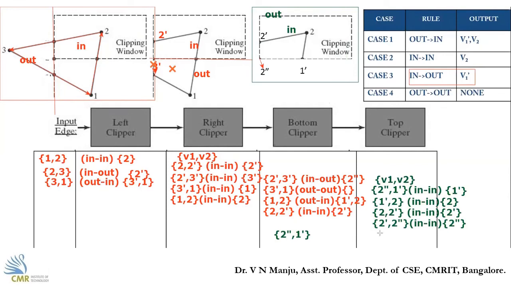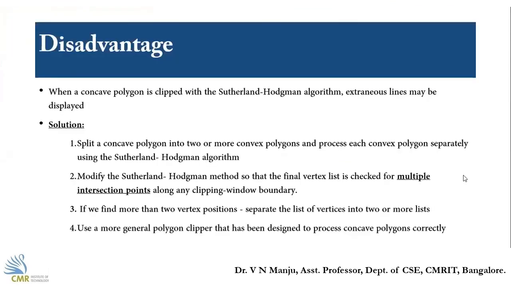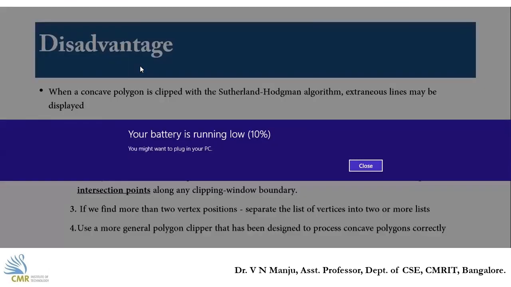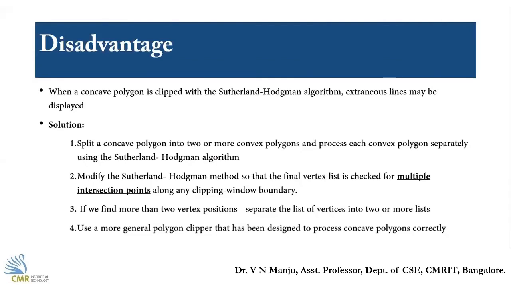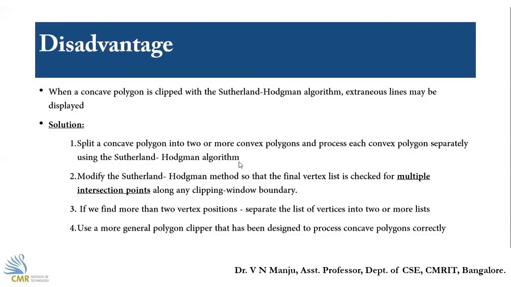Clear with that? Okay. So now just the drawback of whatever we have. The drawback of this Sutherland-Hodgman algorithm is, as I told you, it is used for only convex polygon. So when a concave polygon is used, the extra lines are displayed. For that, the solution is you can split the concave polygon into 2 or more convex polygons and use the Sutherland-Hodgman algorithm.